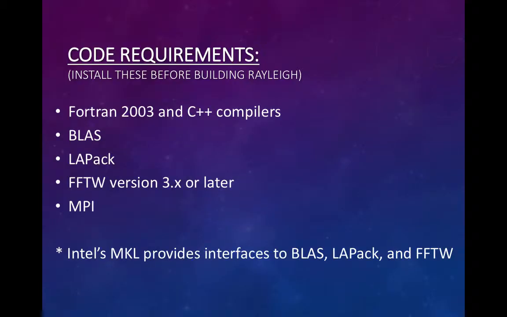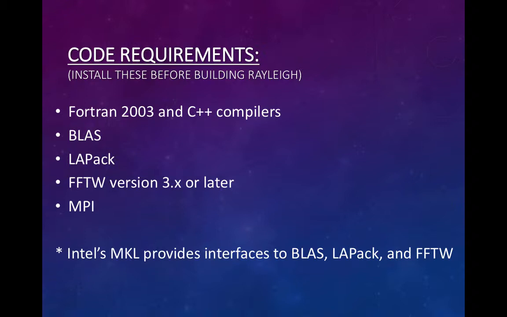And then really quickly, I'll go over the code requirements. For Rayleigh they are pretty basic. You need a compiler that supports Fortran 2003, which every compiler I've used, GNU, Intel, and the IBM compilers, they all seem to do that now. You need a C++ compiler because Rayleigh creates some directories when it runs, and we have a C++ routine that handles that. Fortran has some issues doing that.